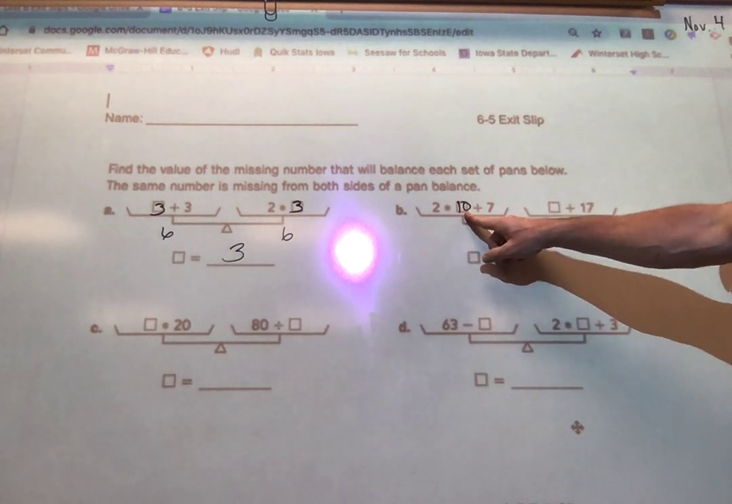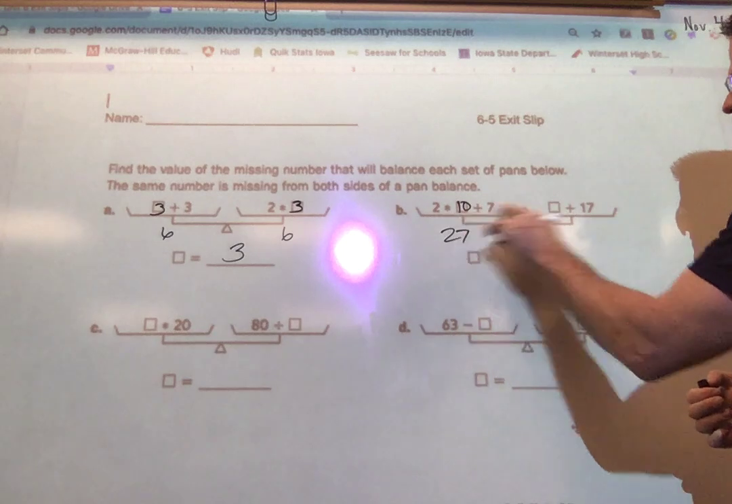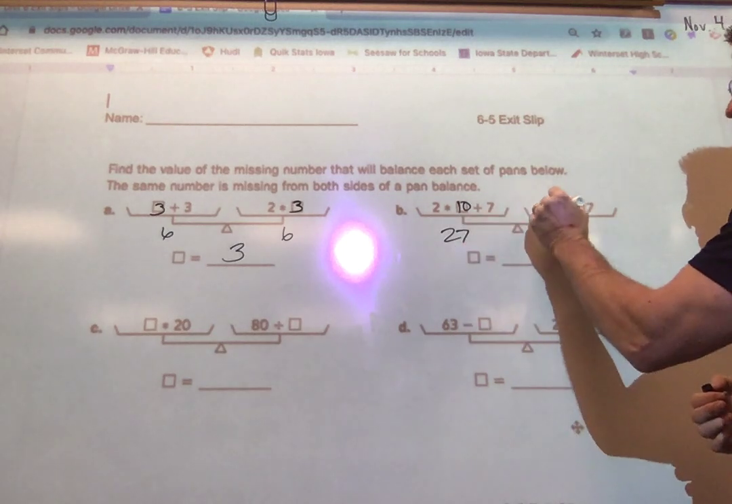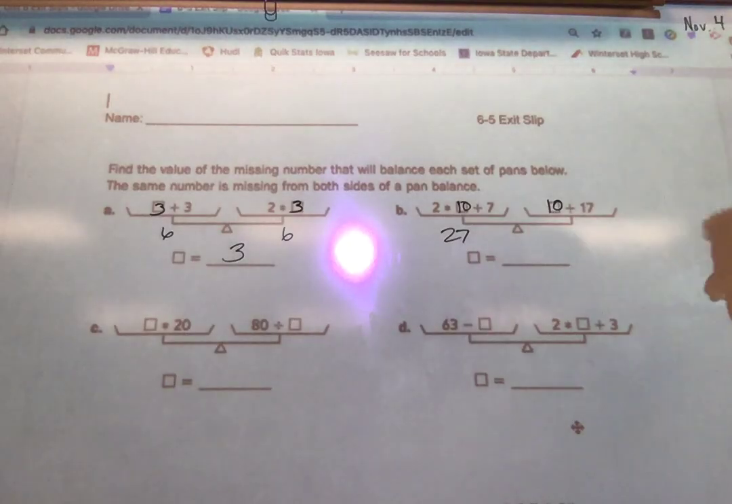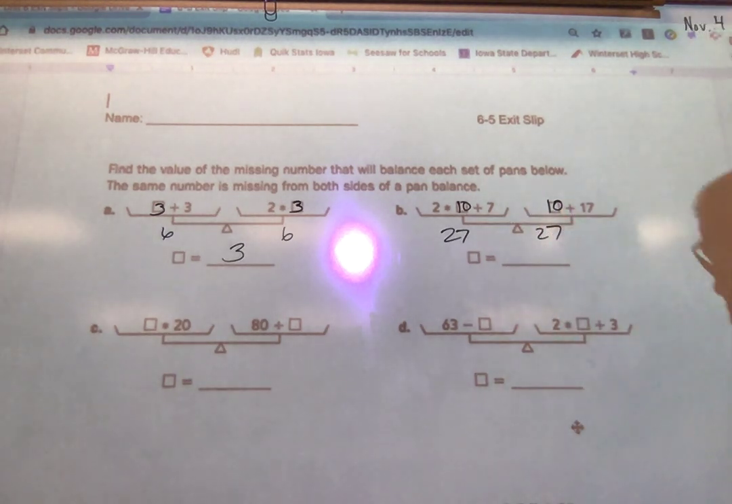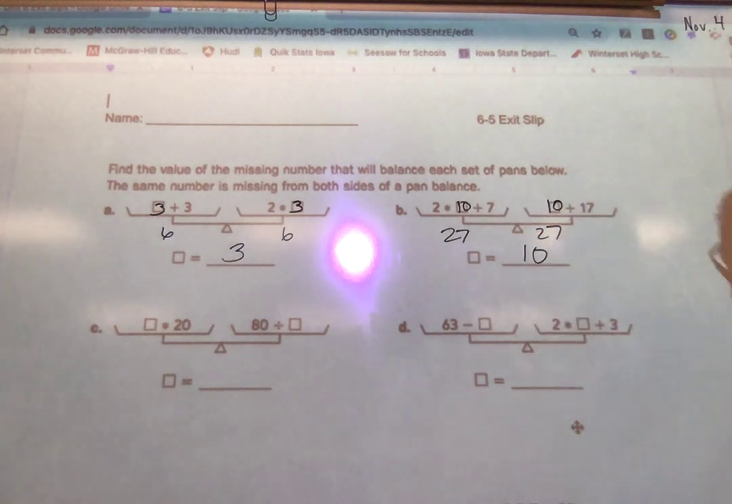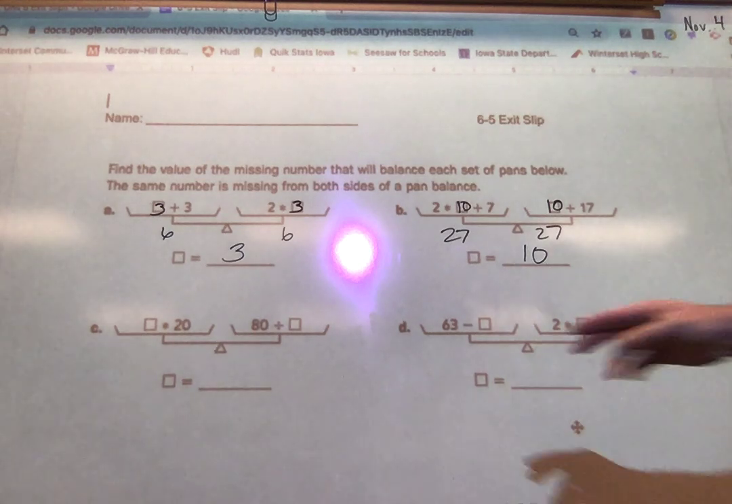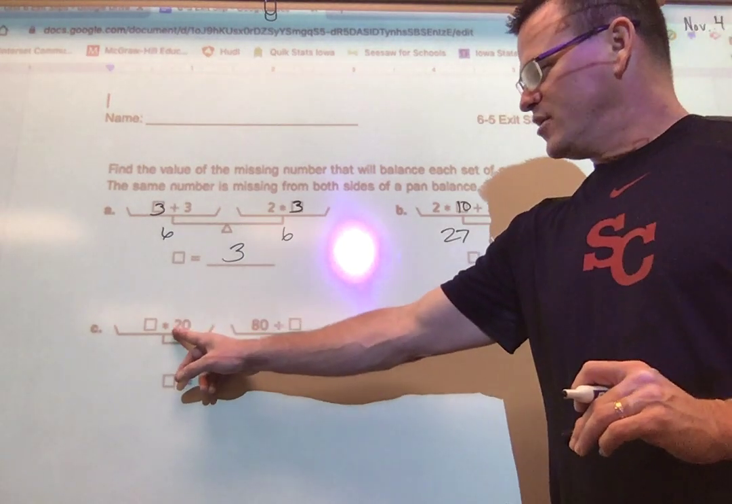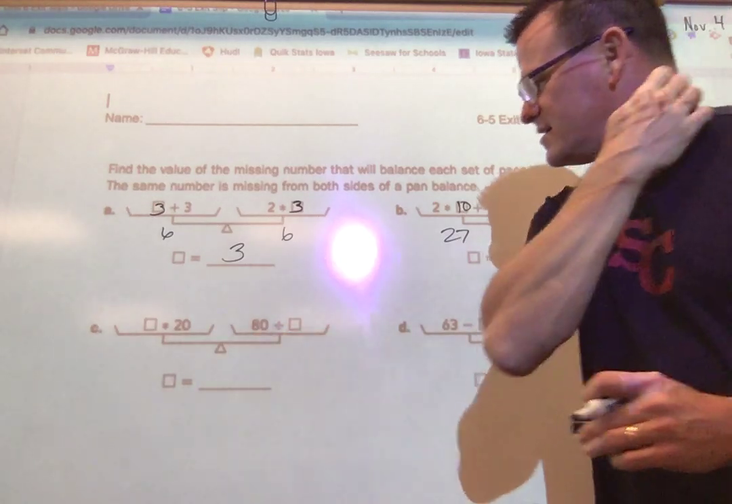2 times 10 is 20, plus 7 is 27. And if I put a 10 in here, the box has to be the same on both sides. So it's 10 on both sides. 10 plus 17 is 27. And in my second guess, I was able to find it using my logic. And so I know the box here would have to equal 10 to make this true. 10 is what's missing. Question C, I see I'm multiplying 20 by something, and here I'm dividing 80 by something.